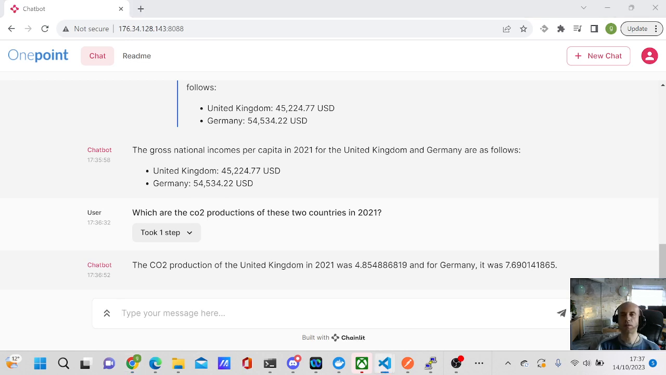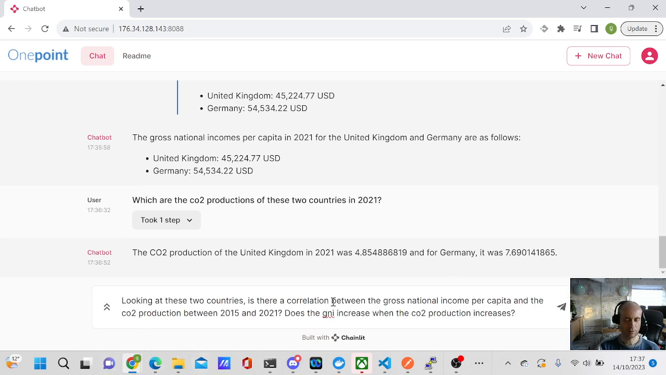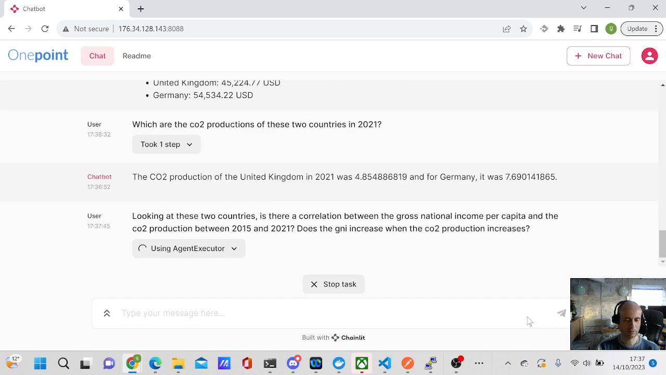And now I'll ask the most complicated question. I'm trying to have a question in which I combine the two relationships of CO2 production and gross national income. Let's look at the question. Looking at these two countries, is there a correlation between the gross national income per capita and the CO2 production between 2015 and 2021? Does the GNI, now I mean gross national income, I'm not writing this whole thing, increase when the CO2 production increases? It's a very complicated question, and let's see how it fares, if it gives up or if it makes it through.